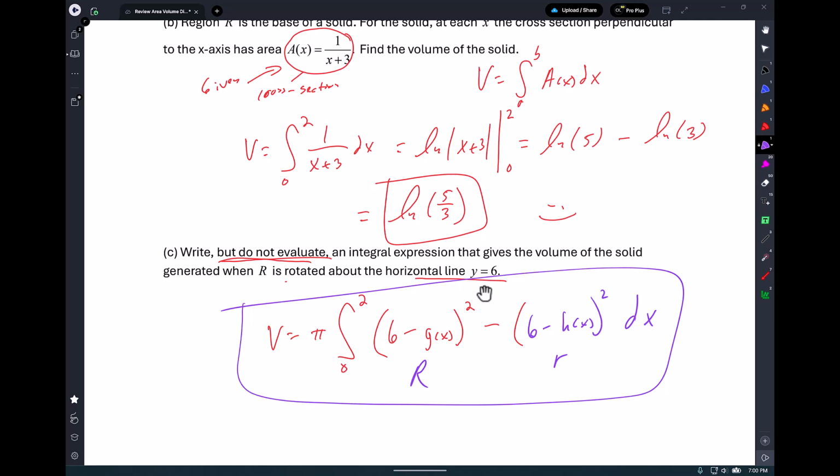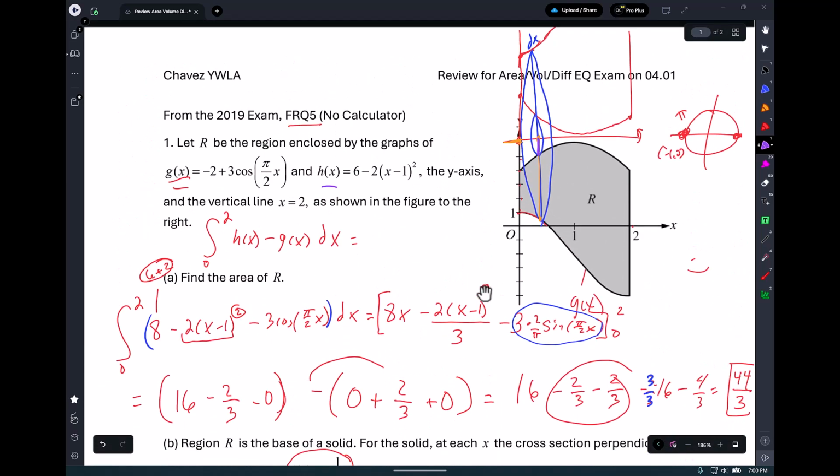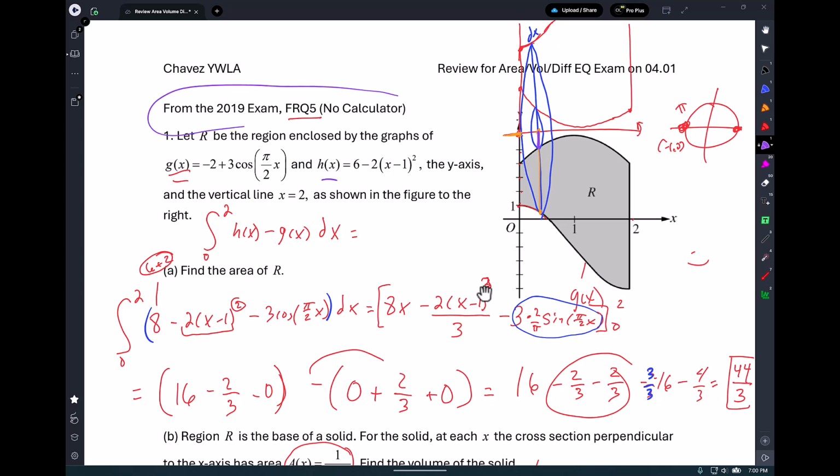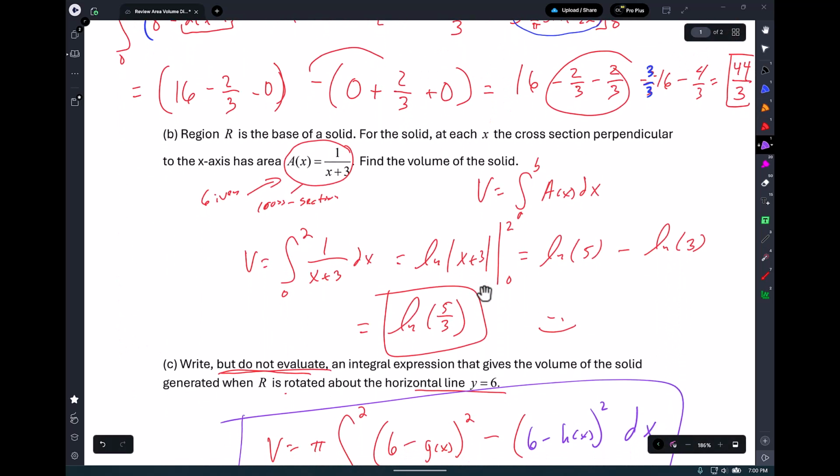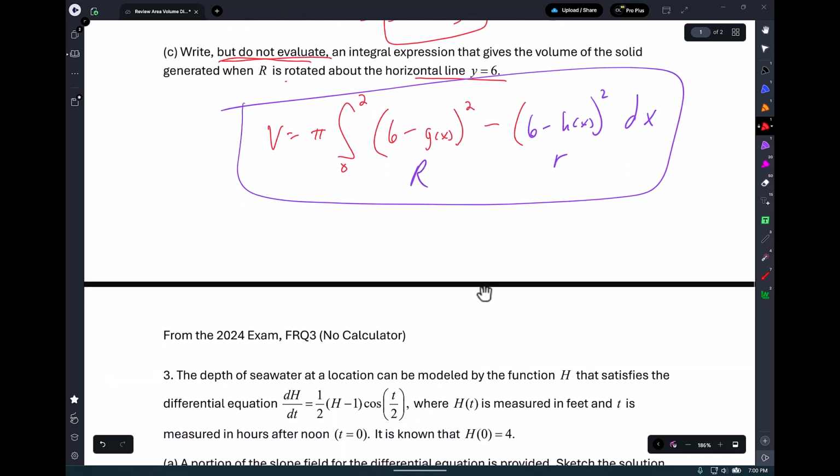All right, here we go. Let's continue. You can look up the rubric, guys. Here's the year. Just Google scoring guidelines 2019 calculus AB and look up FRQ5, and you can see the rubric. Hopefully we got them all. I believe we did. We went over it in class after school.